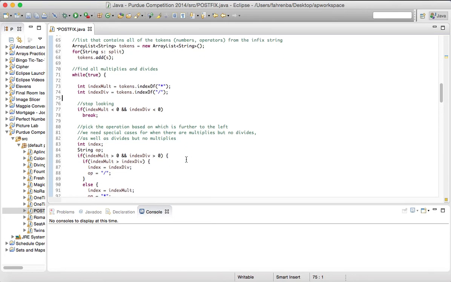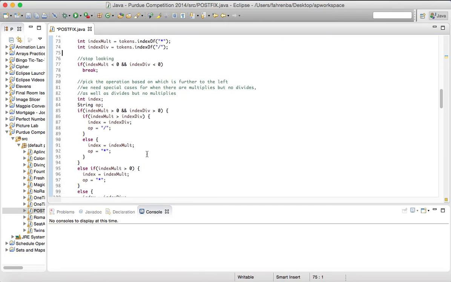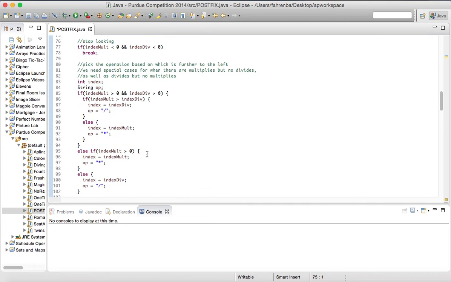So let's say I actually did find some. Now this long block of code is making an important decision, which is what do I do if there is a multiply and a divide? What if there's only a multiply, or what if there's only a divide? Because what I want to do is pick the operator that's furthest to the left. And if there is both a multiply and a divide, and this should really be greater than or equal to 0.